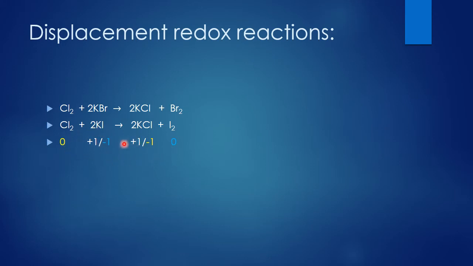In a reaction where both oxidation and reduction take place simultaneously, we can call it a redox reaction, as well as it can be a displacement. From this, bromine is displaced and chlorine is getting added. So this is called a displacement redox reaction.